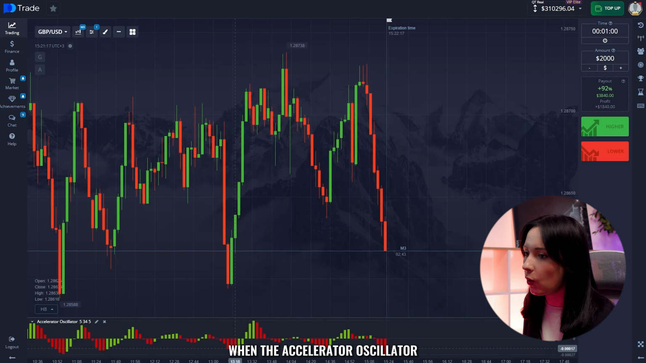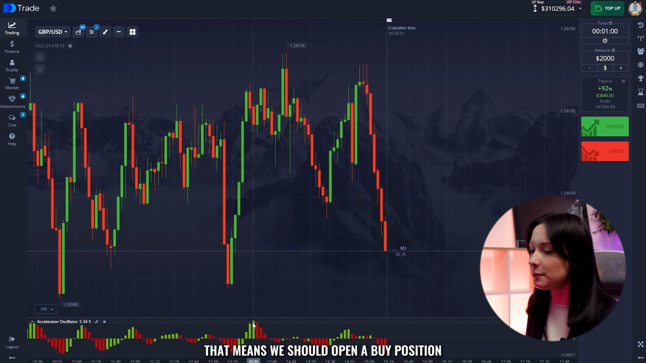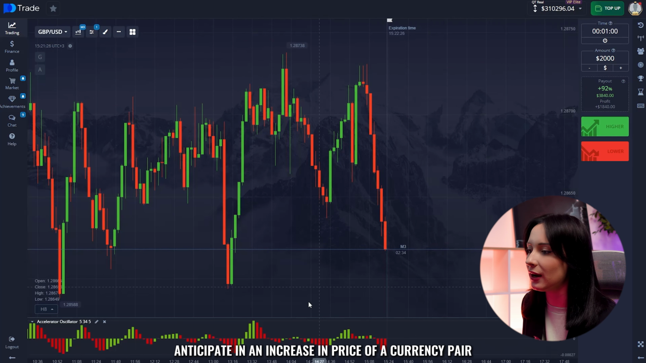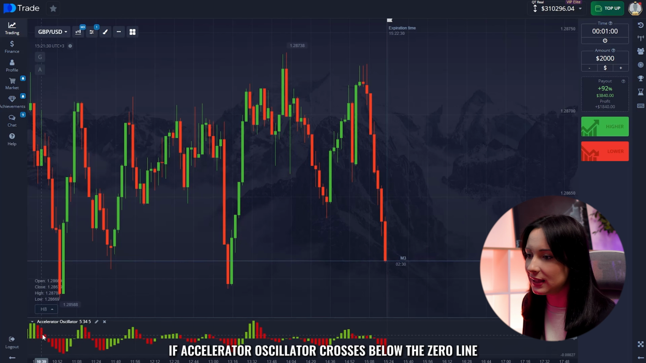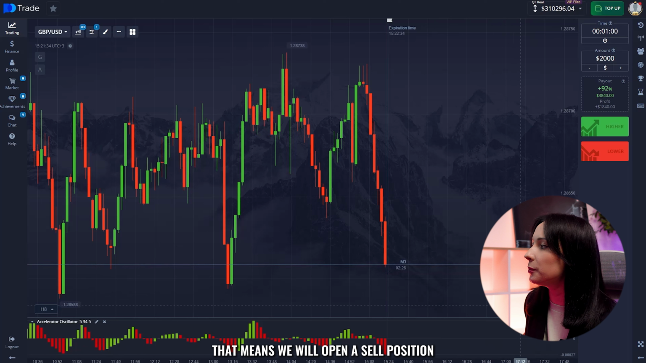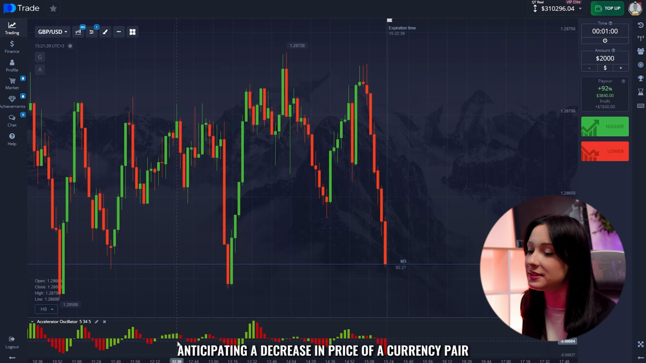When the accelerator oscillator crosses above the zero line, that means we should open a buy position, anticipating an increase in price of a currency pair. And if the accelerator oscillator crosses below the zero line, that means we will open a sell position, anticipating a decrease in price of a currency pair.